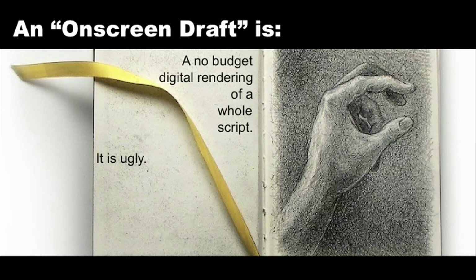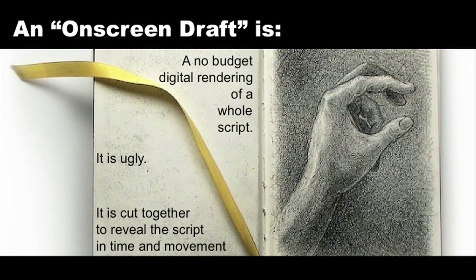It has to be rough enough that no one cares if you just throw it away, so that you can try anything. The main purpose, I think, of an on-screen draft is to reveal how the script is going to work when it's on the screen. It reveals the script in time and in movement as it is experienced by an audience when it is cinema.